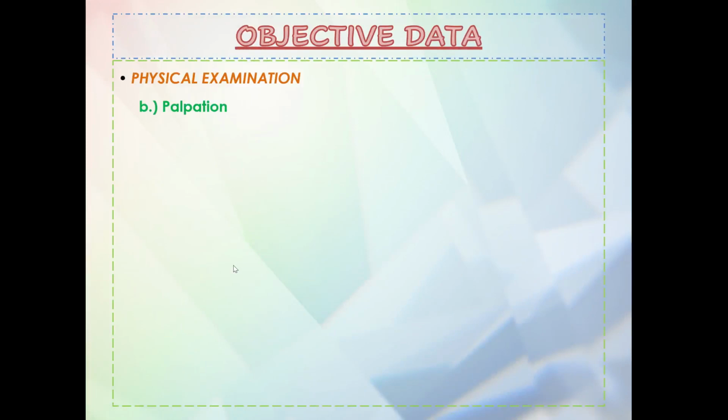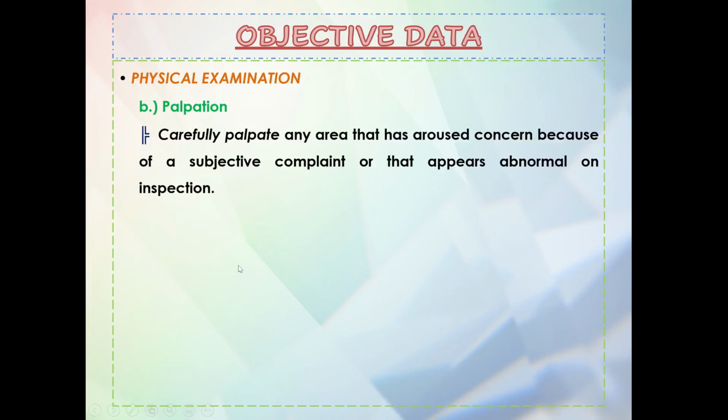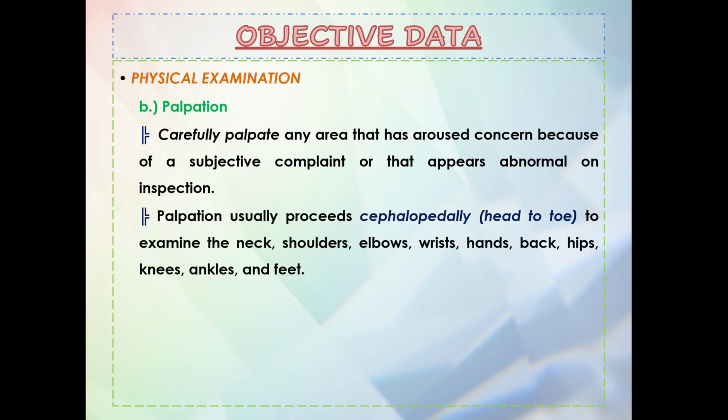So for palpation, carefully palpate any area that has aroused concern because of a subjective complaint or that appears abnormal on inspection. So kapag sinabi ni pasyente, if ever kanina sa health history taking na may problem siya in this part, so you can palpate. Or during your inspection, nakita mong may abnormal mass, so you can palpate as well. Okay? So palpation usually proceeds cephalopedally, meaning from head to toe, to examine the neck, shoulders, elbows, etc.